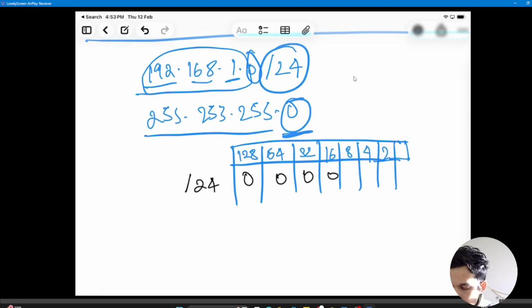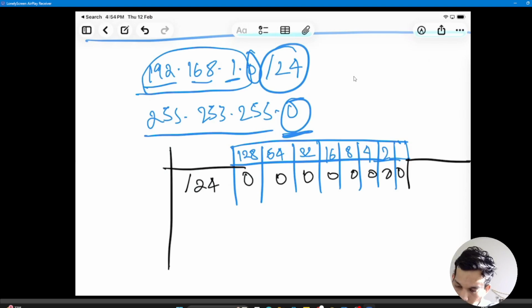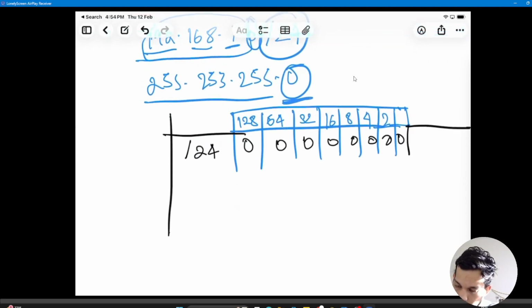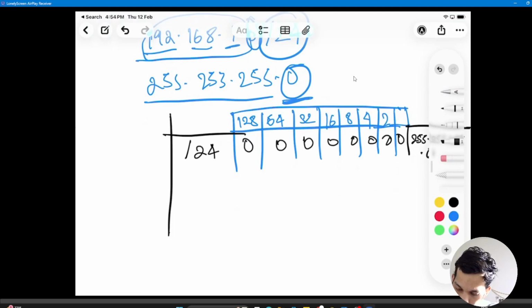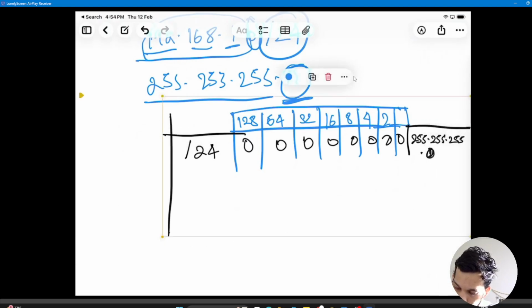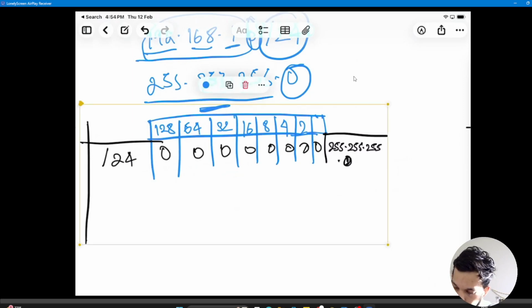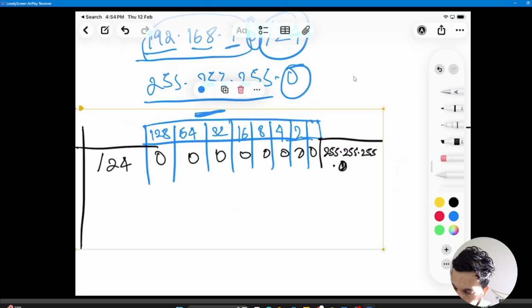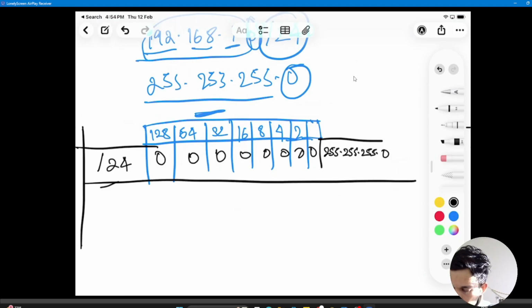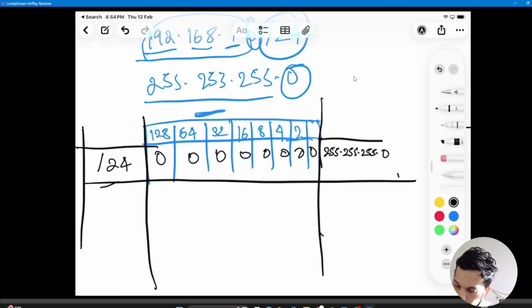For /24, the host bits are all zeros, and the dotted decimal would be 255.255.255.0. I'll move it aside a bit, and take a pen and write the dot 0 here.